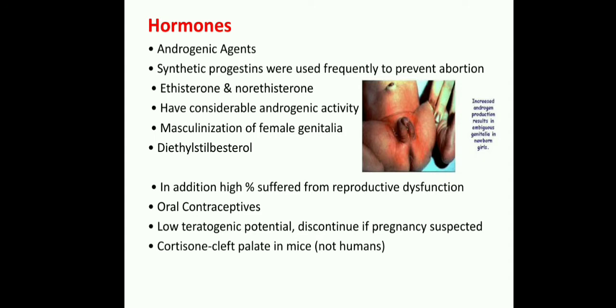When the mother is using oral contraceptives, that may also affect the babies. Low teratogenic potential, discontinuing of the pregnancy, suspected pregnancies. Okay, that time also, because of some hormones, babies are suffering. Cortisones, some mothers are using cortisones, that may result in the child suffering with cleft palate. Okay, this is about the effects of hormones on children, newborns.